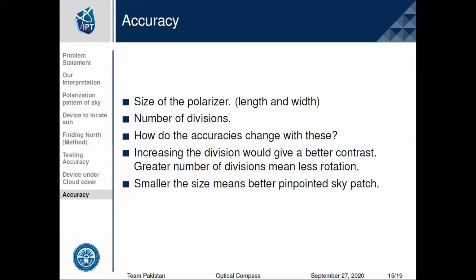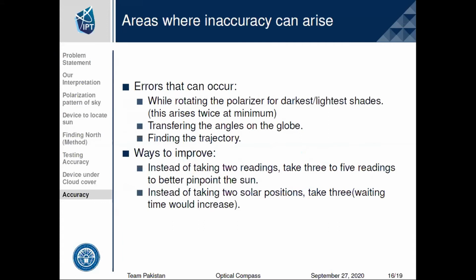Now the errors which can arise are, while rotating the polarizer for darkest or lightest shades, there can arise some errors. Errors can also arise when we transfer the angles on the globe to find our position, and when we are finding the trajectory. Now the ways to improve them are that instead of taking two readings of the sun, we can take 3 to 5 readings to better pinpoint the sun. And instead of taking two solar positions, we can take more to pinpoint the trajectory of the sun in the sky. But then the waiting time would obviously increase.